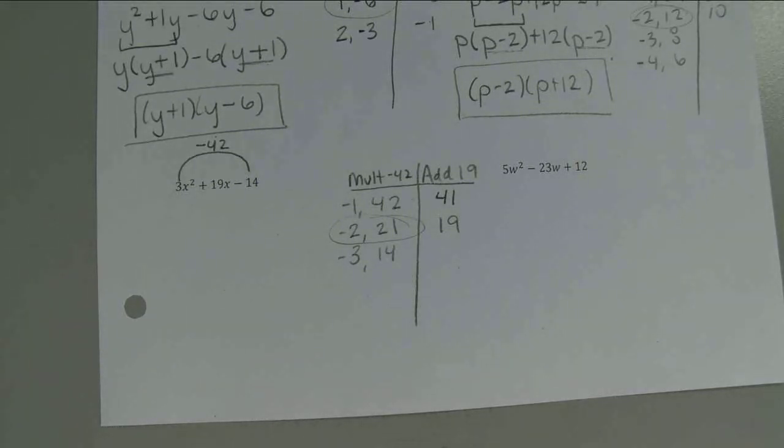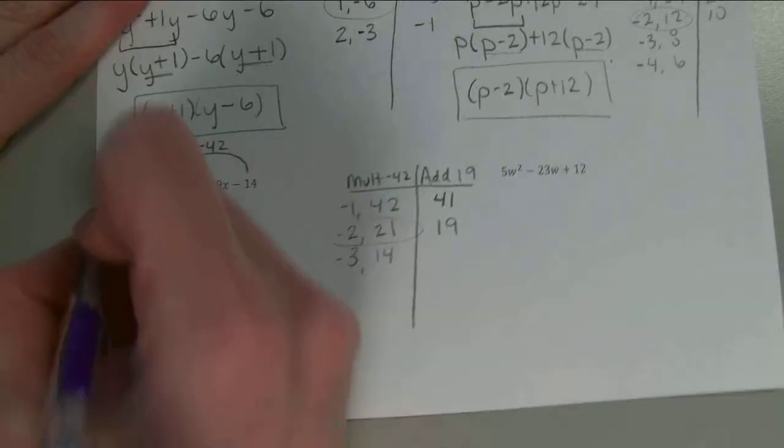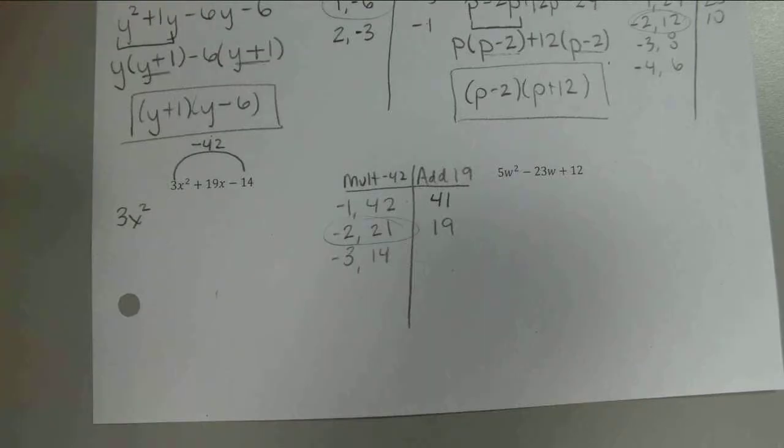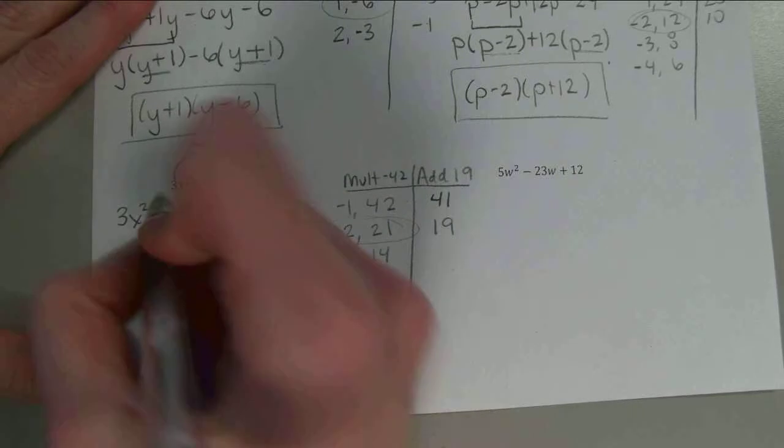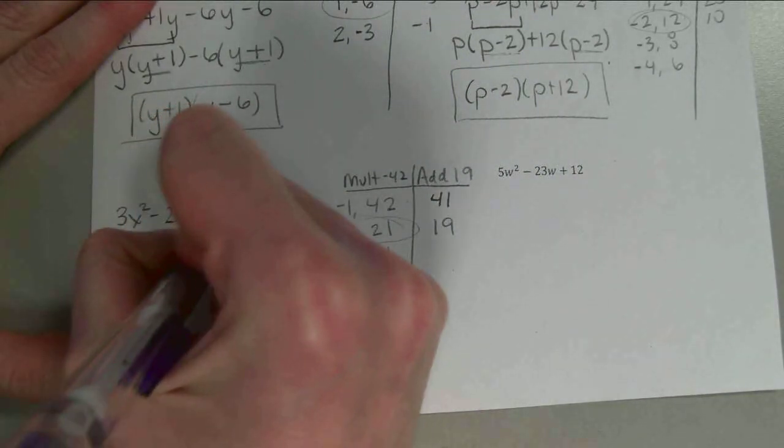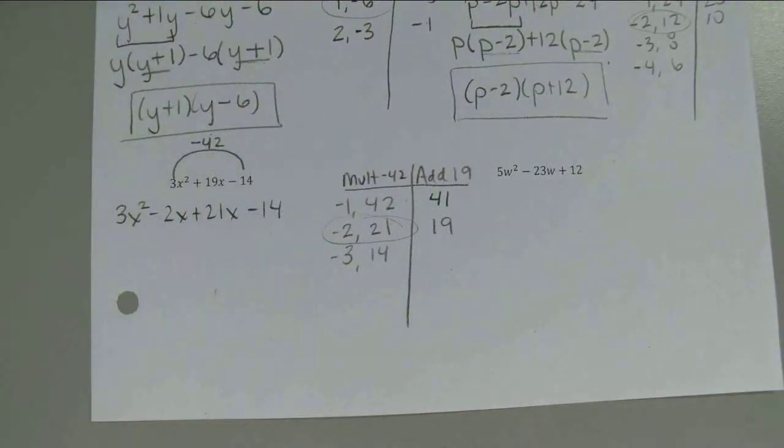Guys, we have it. That's the only difference, okay? Now my A was something other than a 1, but we're doing everything the exact same way. So my A still stays a 3x squared. Even though he turned into a 42 or whatever, keep him 3x squared, and then write him as a negative 2x plus 21x minus 14. Is that okay?